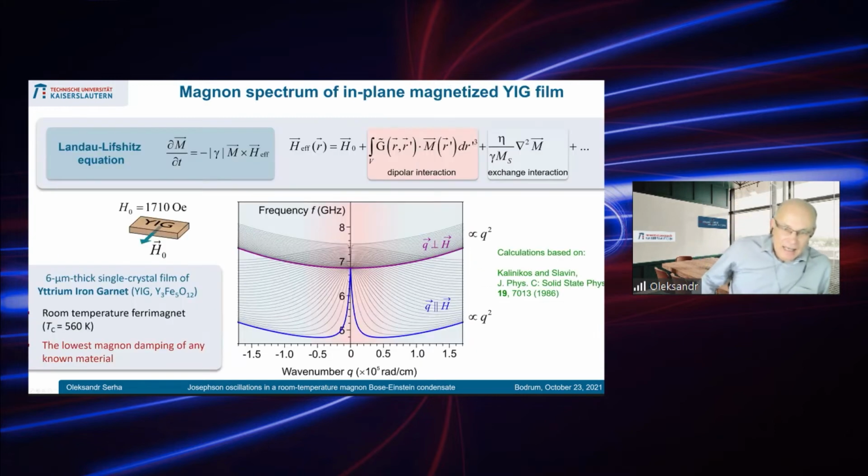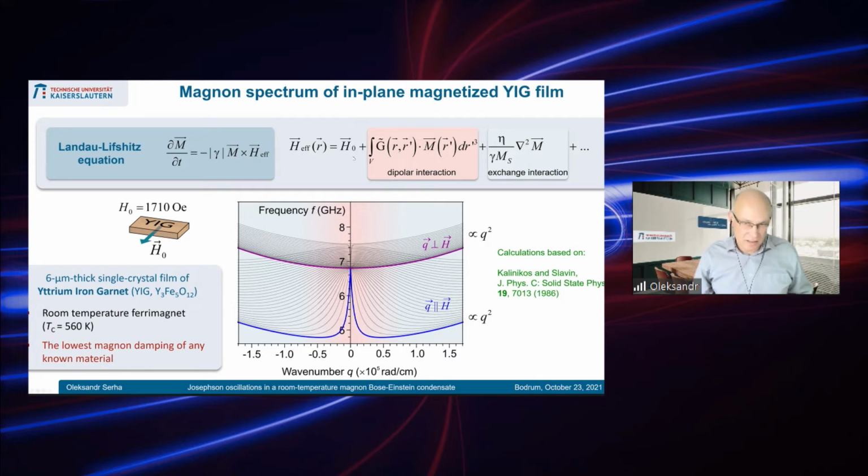And here, before I start to present our results, I would like to demonstrate the spectrum of spin waves which we use. This spectrum you see here in the center is calculated using the Landau-Lifshitz torque motion equation. Here is the change of magnetic moment with time, here the gyromagnetic ratio, the magnetic moment, and the effective field.